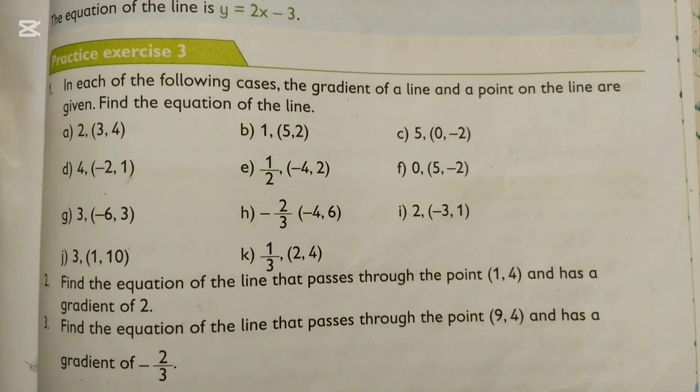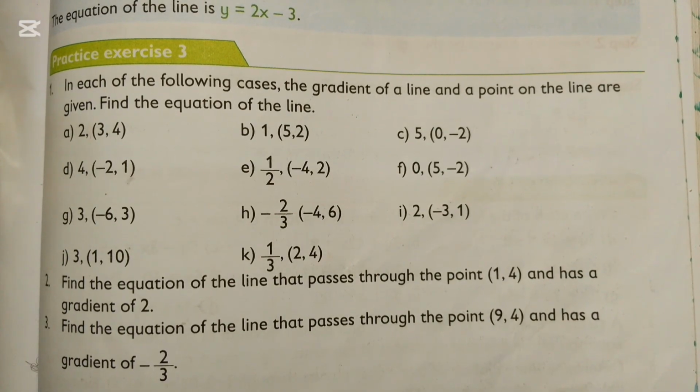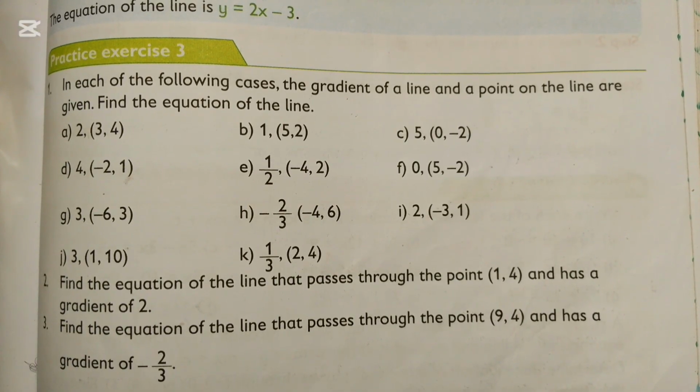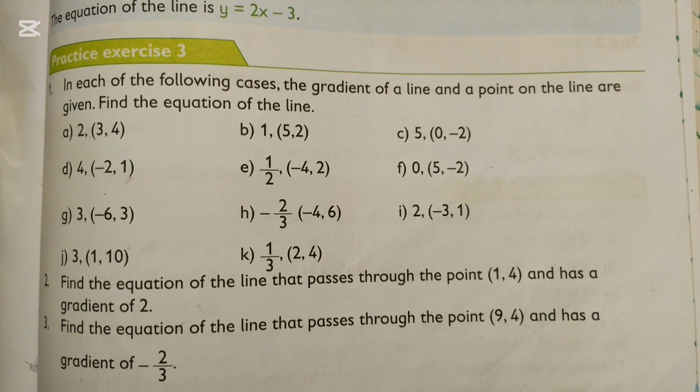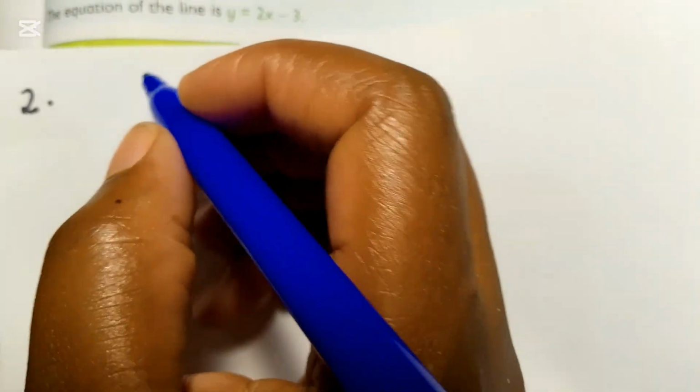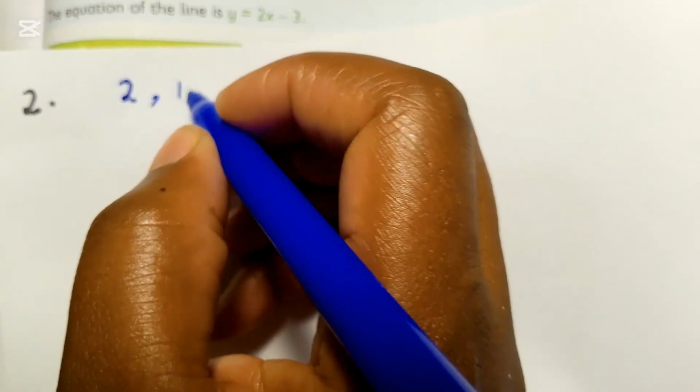So question 2, we are supposed to find the equation of the line that passes through the point 1, 4 and has a gradient of 2. So we are just going to do it the same way as we have done the previous questions. The issue here is just that the question is given in explanation form, not just written as points. So we're just going to simplify by writing the gradient and the point. So the gradient is 2 and the point is 1, 4.